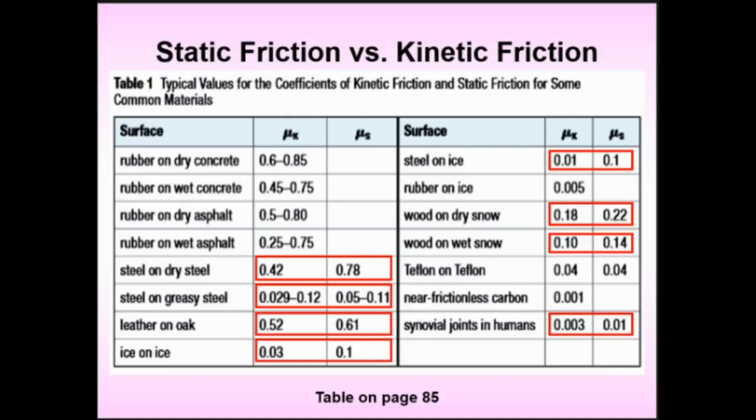Bigger. 0.05 to 0.11 covers a bigger range than 0.029 to 0.12. 0.61 bigger than 0.52. 0.1 bigger than 0.03. Is it ever less than it? No. Could it be equal? Which ones? I guess this one. But again, probably within experimental measurement error. So what do you always conclude? Which one's always bigger? Mu s.